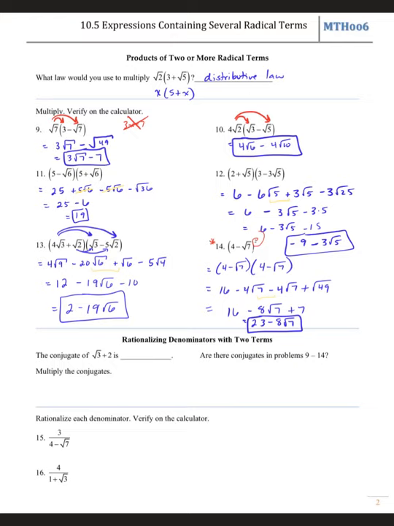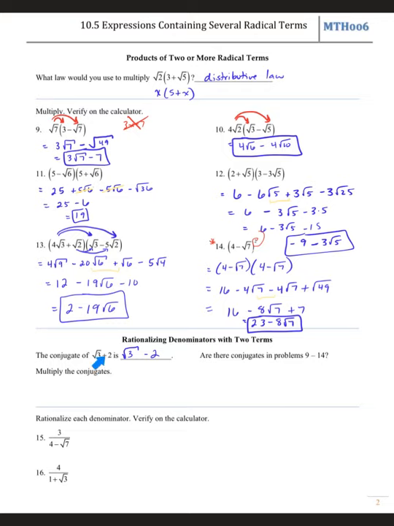So the conjugate of root 3 plus 2 is going to be root 3 minus 2. It's the same 2 terms, but you're changing the operation sign from plus to minus, or if it's subtraction, then you're making it addition. So the next thing says, are there conjugates in problems 9 through 14?